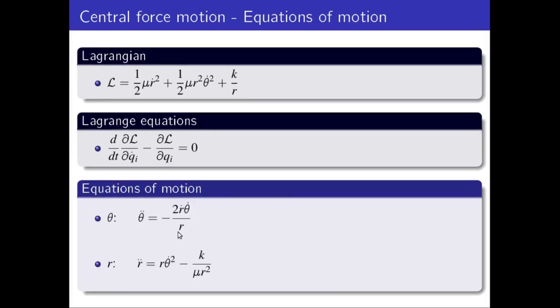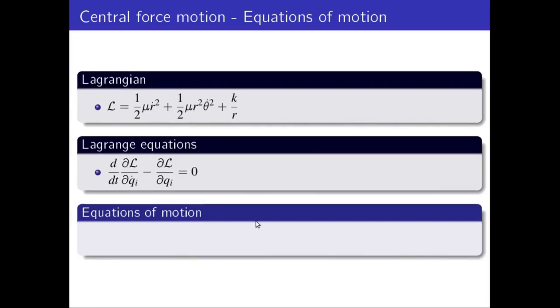As you can see, theta double dot depends on r dot and r double dot depends on theta dot, which means that these two equations are coupled and they should be solved simultaneously, which can be done numerically. One can follow a different path, and one can consider this relation.